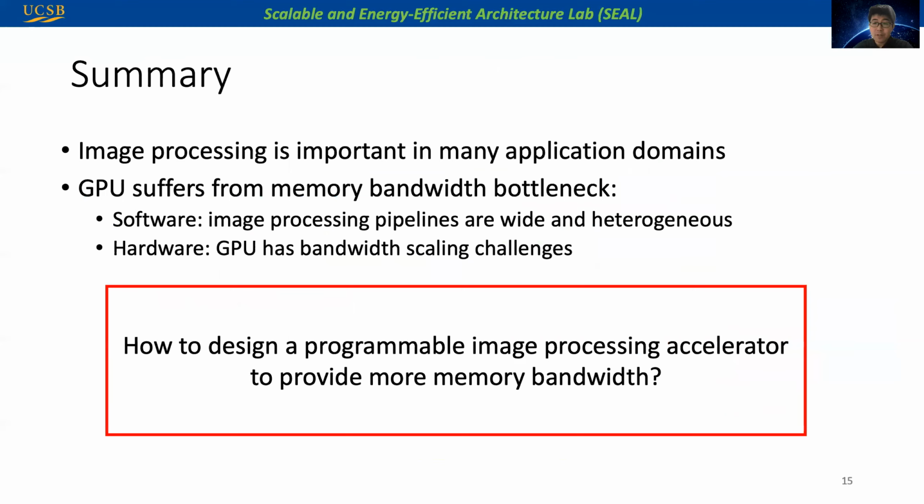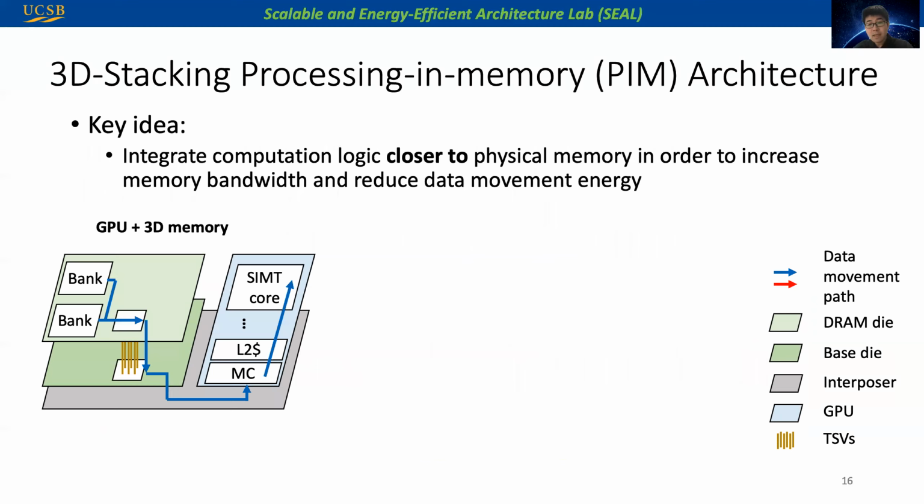To summarize, we show the importance of image processing workloads and demonstrate their memory bandwidth bottleneck from both software and hardware perspectives. These motivate us to design an image processing accelerator to provide more memory bandwidth. As an alternative solution to compute-centric accelerators like GPU, 3D stacking processing-in-memory architecture provides a promising solution to the memory bandwidth bottleneck. The key idea is to integrate computation logic closer to physical memory in order to increase memory bandwidth and reduce data movement energy.